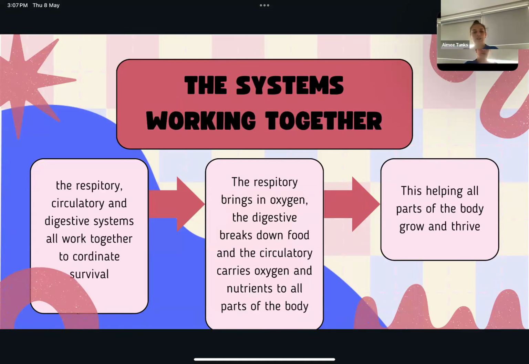The systems working together. The respiratory, circulatory, and digestive systems all work together to coordinate survival. The respiratory system brings in oxygen, the digestive system breaks down food, and then the circulatory system carries oxygen and nutrients to all parts of the body. All these systems working together help every part of the body grow and thrive.